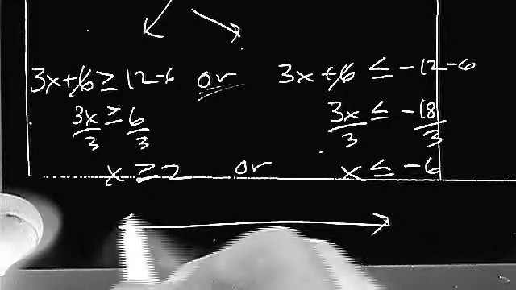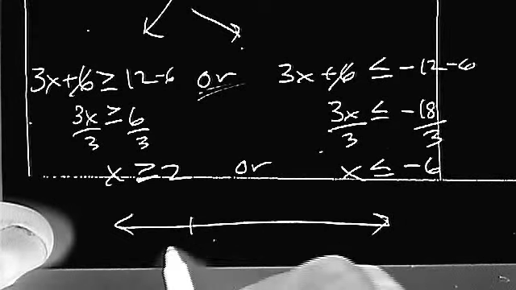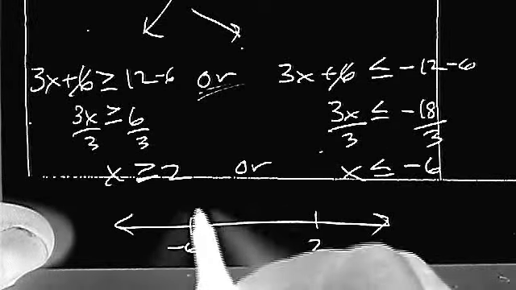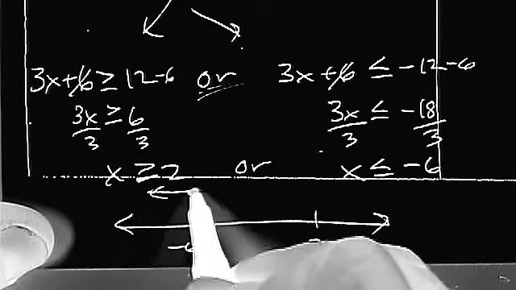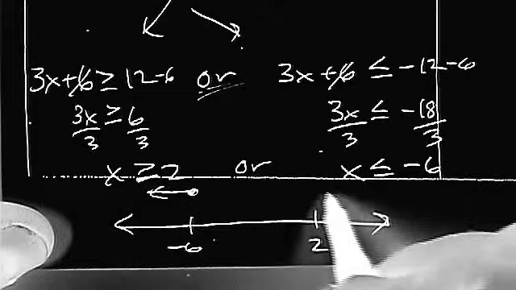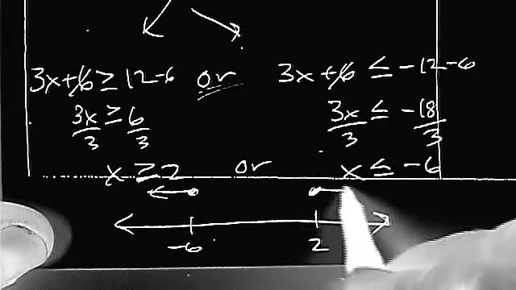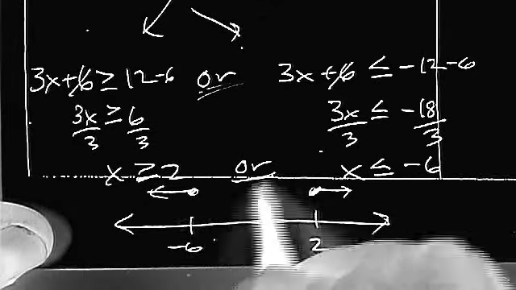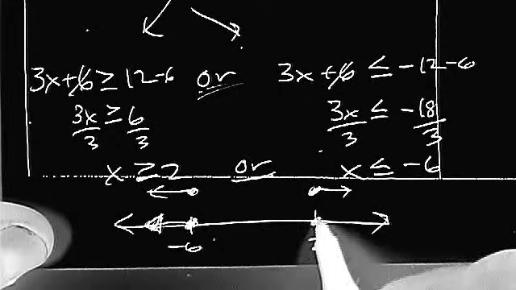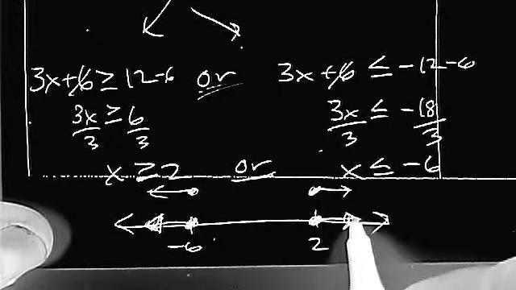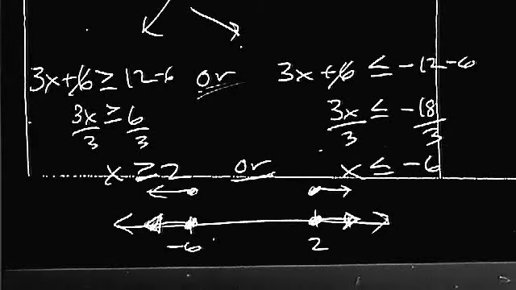So let's see here. We got a negative 6 and a positive 2. Less than or equal to, solid circle going to the left, greater than or equal to 2, solid circle going to the right. It's the word or, so I want both of them on my final graph. It's not what they have in common, it's not in between, it's both parts on my final graph.